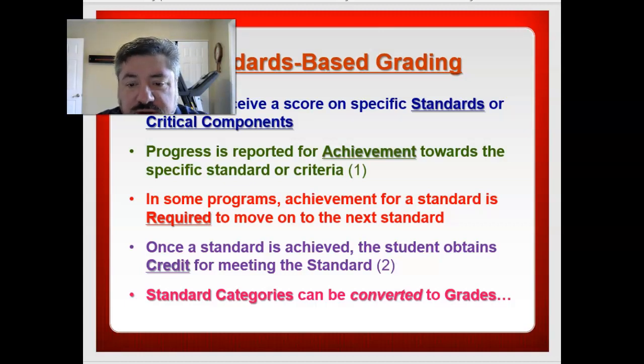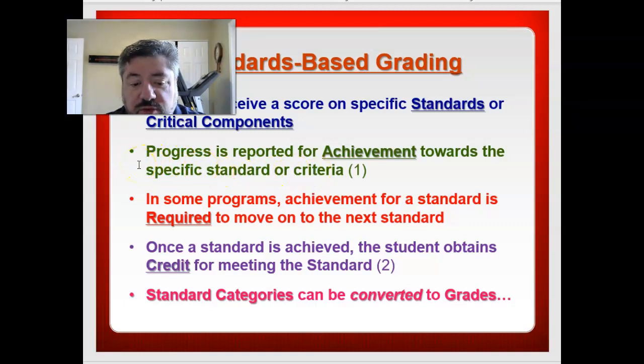So in standards-based grading, students receive a score on a specific standard or critical components of an activity. So think about the different things. We could use the NASPE standards to have our global standards, or we could have specific components of a unit or specific components of a skill. Then students are going to work on those and earn their score, and we're going to report progress for achievement towards the final goal or proficiency in our specific standard or criteria.